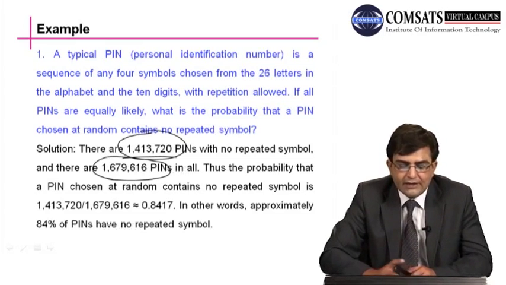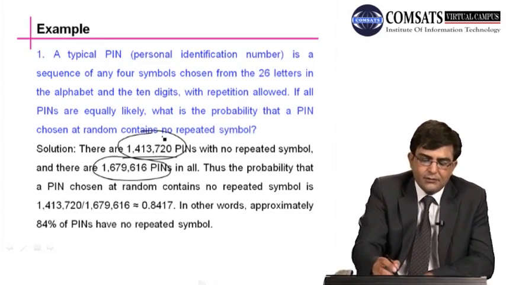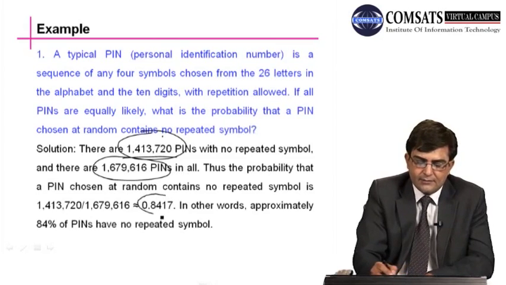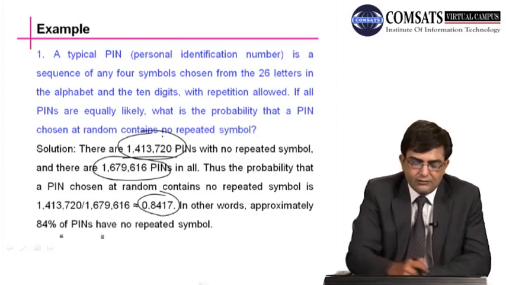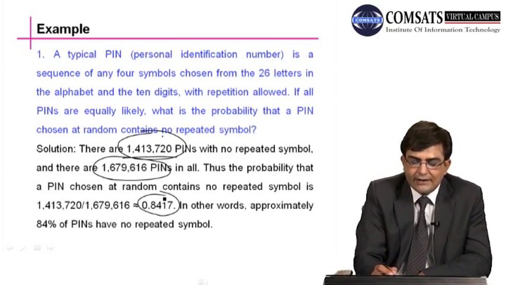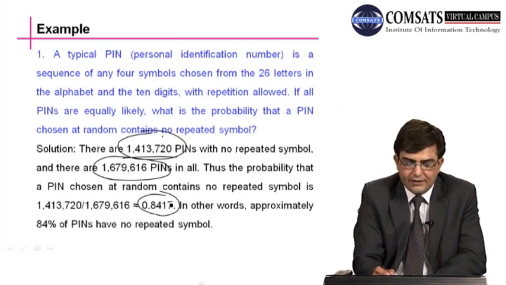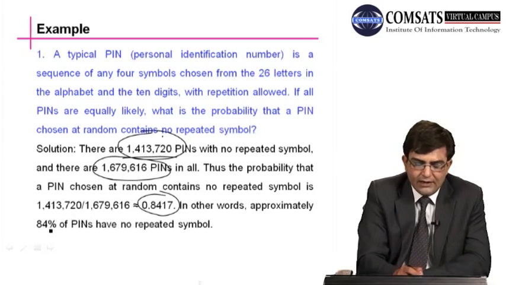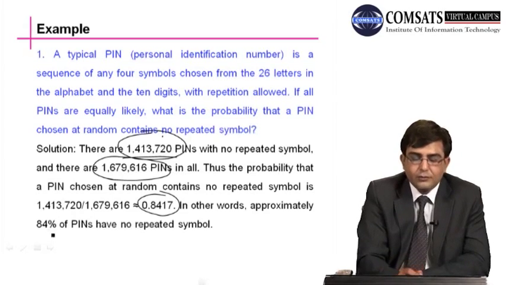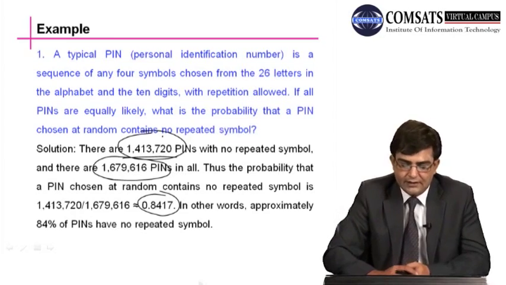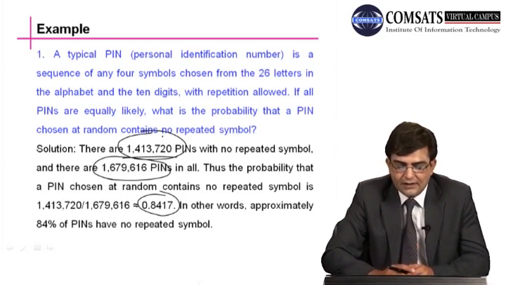So the probability that a PIN chosen at random contains no repeated symbol is this number divided by this number, which is this. In other words, if we multiply this by 100, we can obtain the percentage. Approximately 84% of the PINs have no repeated symbols. These are the chances: 0.84, or 84%, that we get a PIN with no repeated symbol.